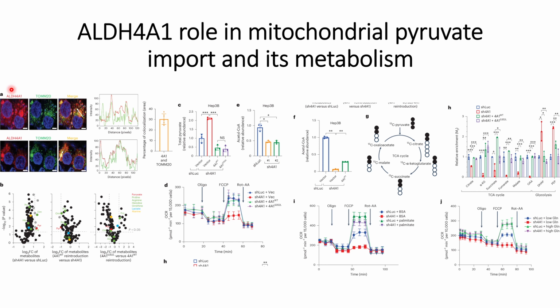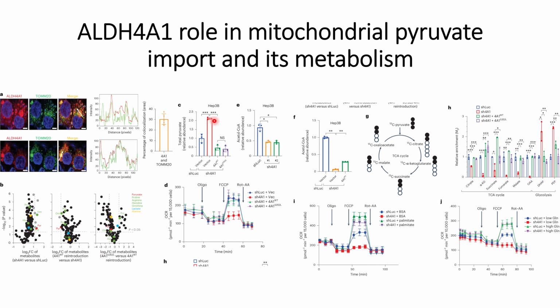They overlap it with the ALDH4A1 signals, and we can see that most of the merged signals overlap for TOMM20 and ALDH4A1. They have quantified this using intensity, where most of the intensities overlap for TOMM20 and ALDH4A1. The quantification shows around 30% overlap, and once they validated that ALDH4A1 is also present in the mitochondria, they checked its impact on pyruvate.